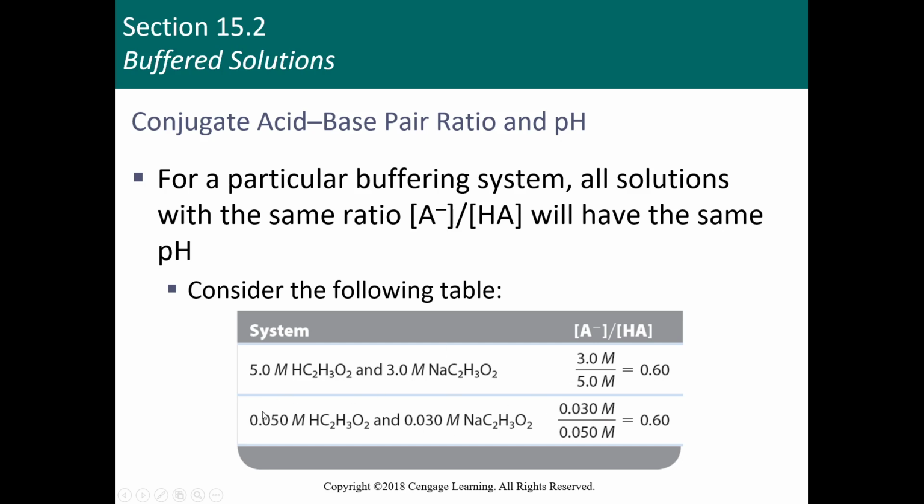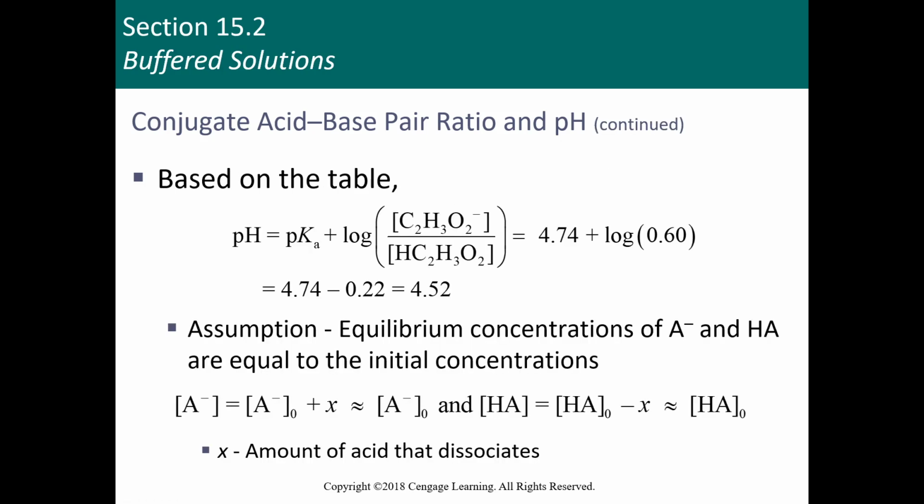If we had 100 times smaller concentrations for both of them, that will still give us our ratio. It doesn't really matter; the ratio of the concentrations is what matters here, not the individual concentrations. So if we divide both sides by 100, you still get the same ratio, you still get the same pH from the Henderson-Hasselbalch equation.